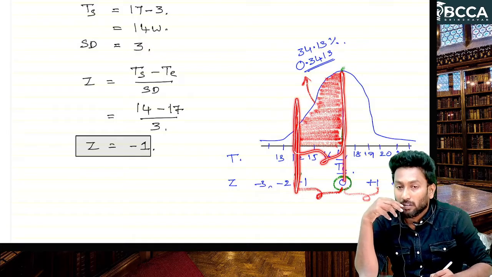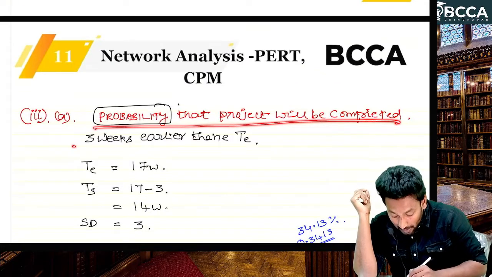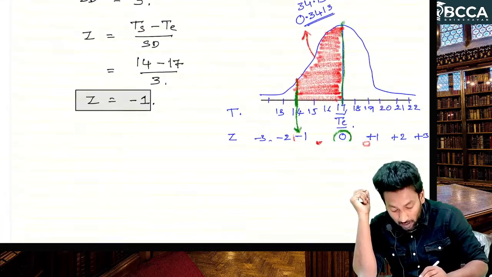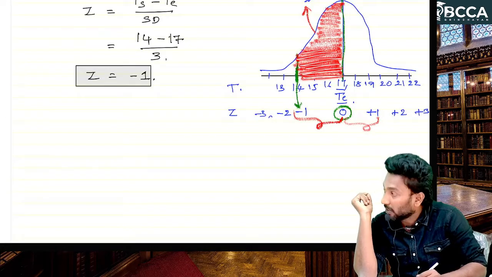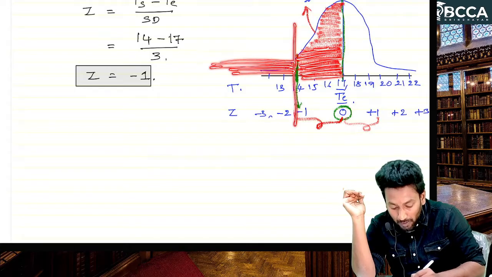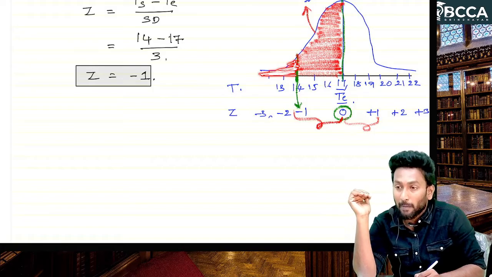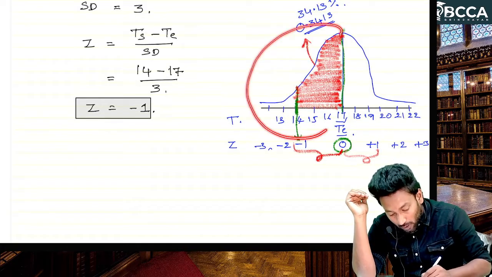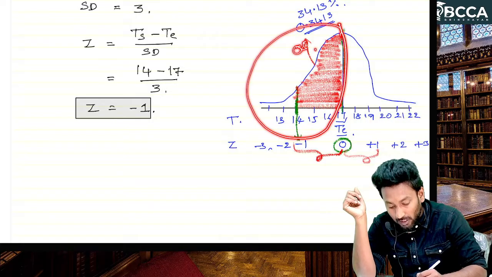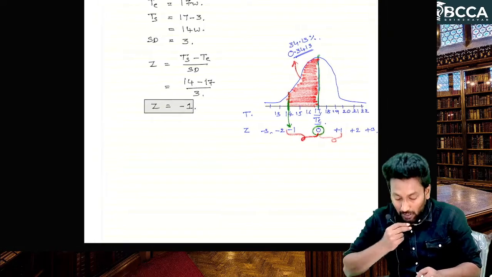14 to 17. But what they are asking, sir, probability that project will be completed within 14 weeks, but we got 14 to 17 weeks probability. We need within 14 weeks probability. That means this area we need, sir. How can we calculate this area, sir? We know all this total area, 0.5. From this if you subtract this particular area you will get this area, right?